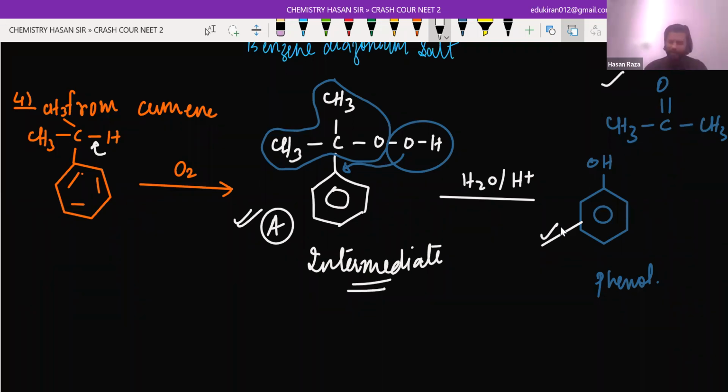Again, the chemical reaction of phenol will be repeated. Like we had covered already this reaction in the previous chapter of aromatic hydrocarbon, the electrophilic substitution reaction. We did nitration, we did halogenation, we also did sulfonation, we also did Friedel-Crafts alkylation, Friedel-Crafts acylation, each and everything. So we are just going to repeat this.